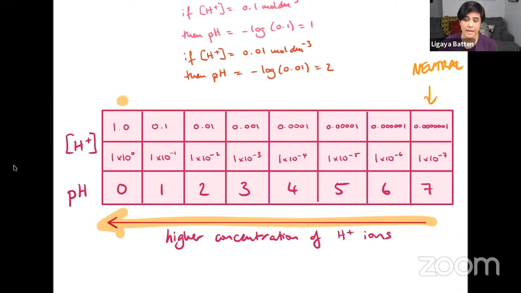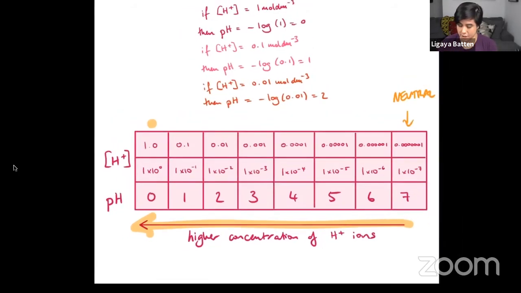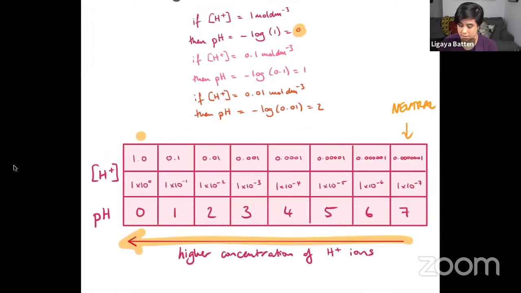If we have an H+ concentration of 1, if you plug minus log of 1 into your calculator, you're going to get 0. So if the H+ concentration is 1, then you're going to get a pH of 0. If we divide that by 10 and get an H+ concentration of 0.1, then if we plug that into the pH calculation, that's going to give us a pH of 1.